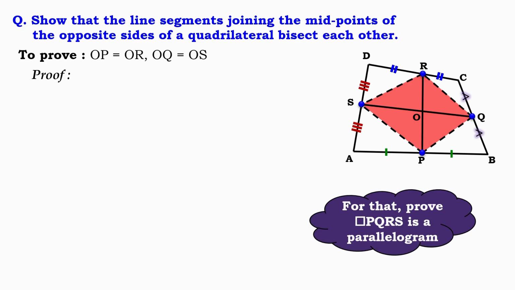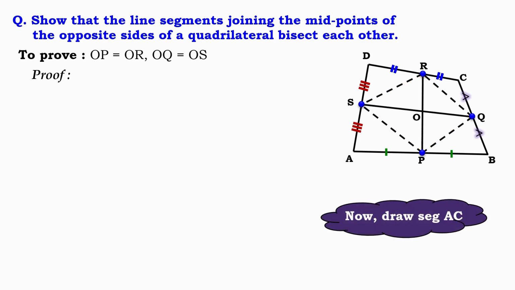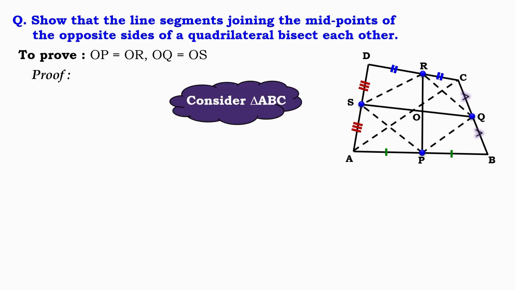So for that, we know that if the diagonals of a quadrilateral bisect each other, that means the quadrilateral will be a parallelogram. So we need to prove over here that PQRS is a parallelogram. So now draw segment AC. Okay. So now we have to divide the quadrilateral into two. We know that whenever a diagonal is drawn, it basically divides a quadrilateral into two different triangles. So consider the triangle ABC. Okay, it is highlighted.